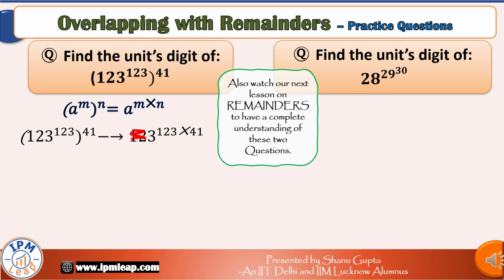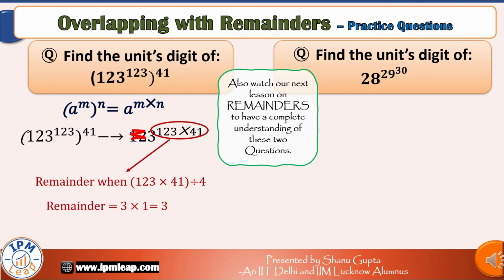The base 3 has a cyclicity of 4. So we need to know which step of the cycle does our power lie. And the power is 123 into 41. Let's divide it by 4 and find the remainder. The trick for remainder of this is very simple. We don't need to multiply 123 and 41. Just divide 123 and 41 individually by 4 and multiply the respective remainders to find our net remainder.